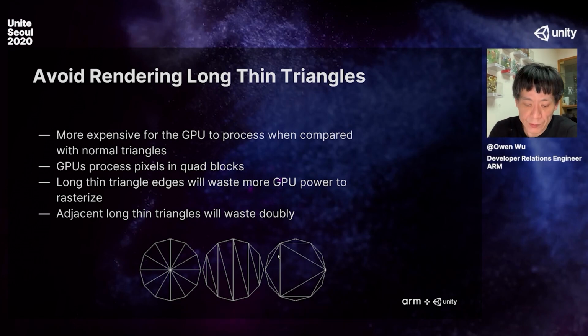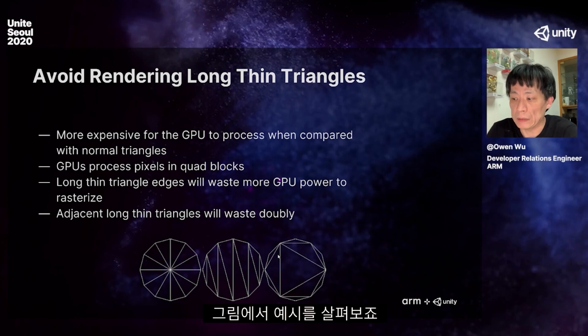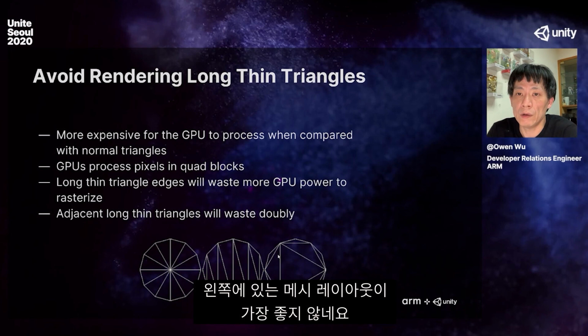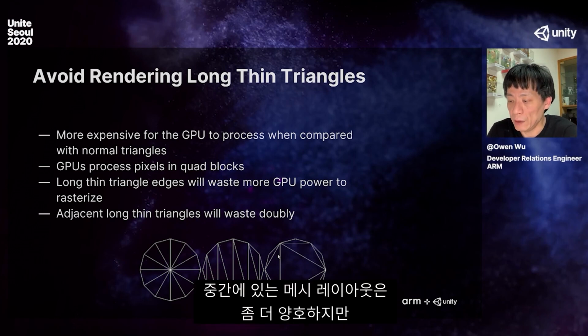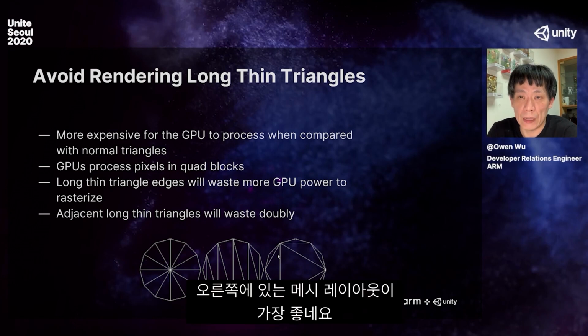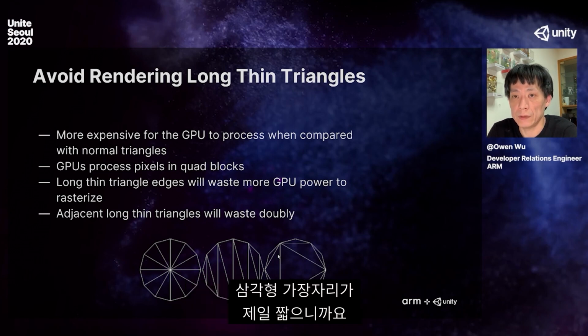So let's see the example in the picture. On the left side, the mesh layout is the worst because it has the longest edges. The mesh layout in the middle is better, but the mesh layout on the right is the best because it has the shortest triangle edges.